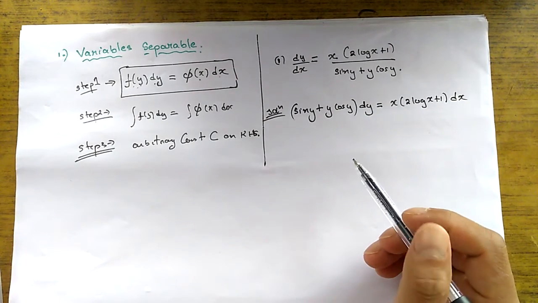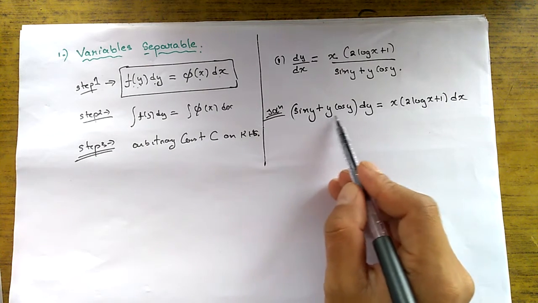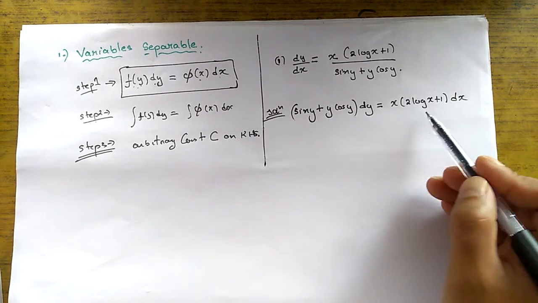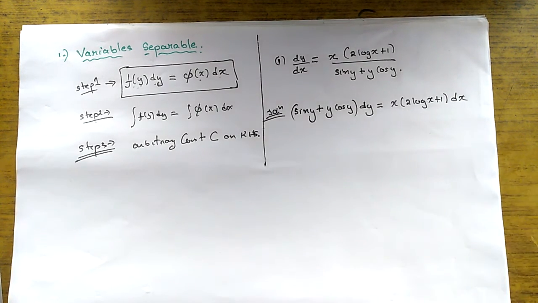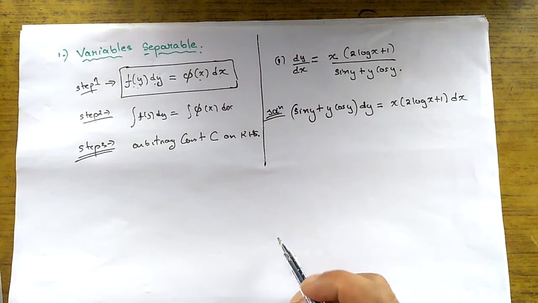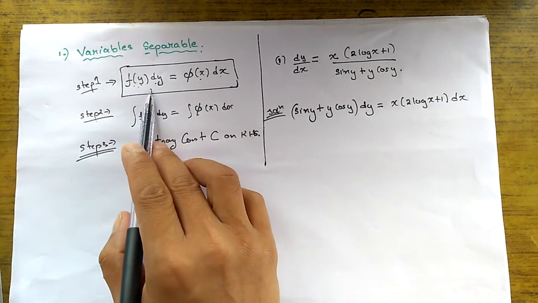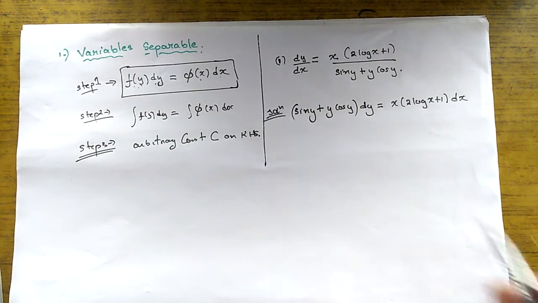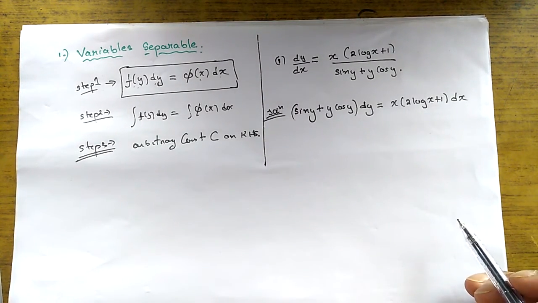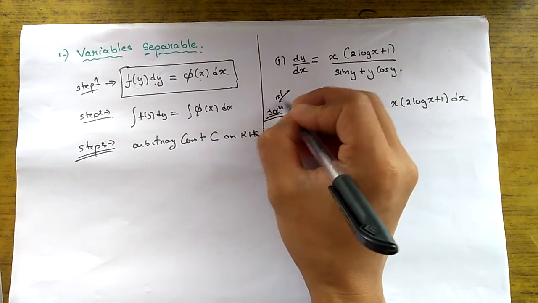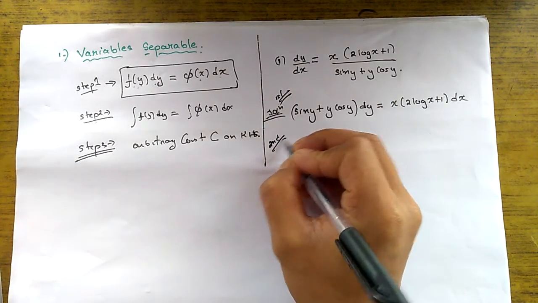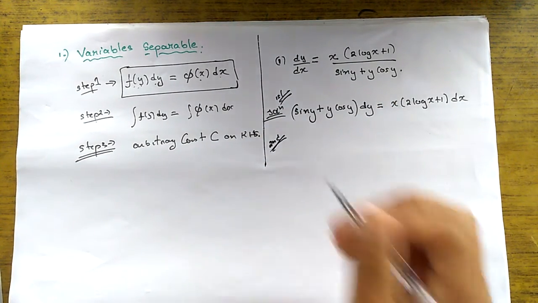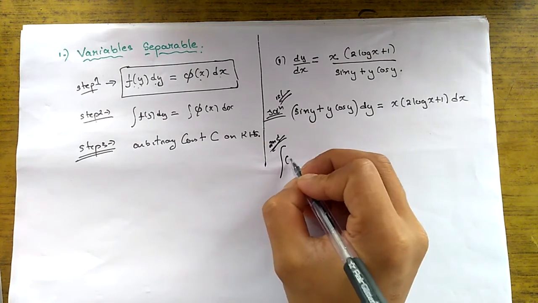Now, if we check carefully, all the y terms are on the left hand side and all the x terms are on the right hand side. So the first step has already been done. We have already separated the variables, and we can clearly see that now. This is the first step. Now the second step is we need to integrate both sides. So let's try to integrate both sides.